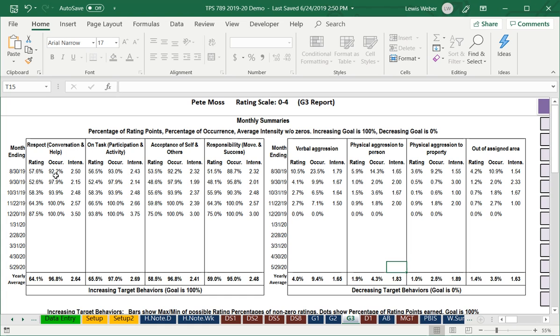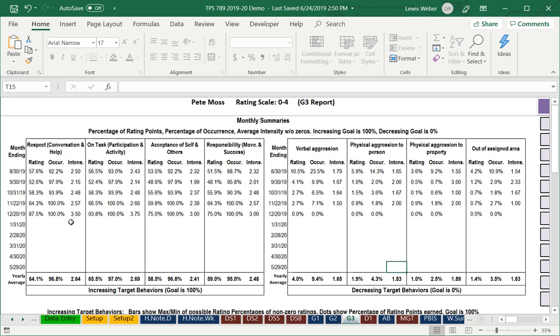And when we talk about that, we don't want to say 7.8% of the time because that's a little vague. We want to say 7.8% of the recording blocks, available recording blocks, did not have some level of respect. So in other words, he got zeros during that 7.8%. So what we do see is pretty high percentages as a matter of course on the increasing targets, but not necessarily 100%. This measure, occurrence, will be more important for the decreasing target behavior.